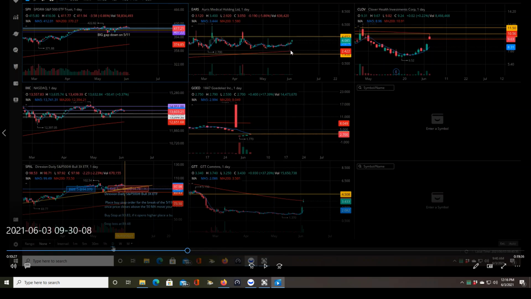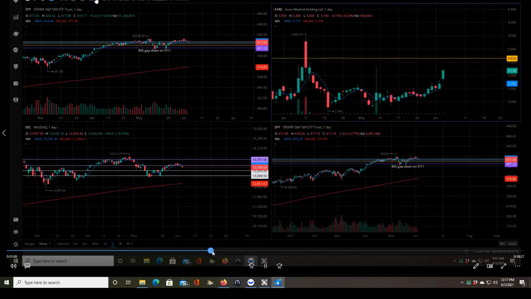ERAS is above the 200 MA. That's this red line right here. And GOED is below it. It's just now starting its 200 MA line. And GTTT was trading at this moment below it, but it kind of came back up above and got back on my watch. And same thing with CLOV. It was below the 200 MA, so those got removed off of my watch list.